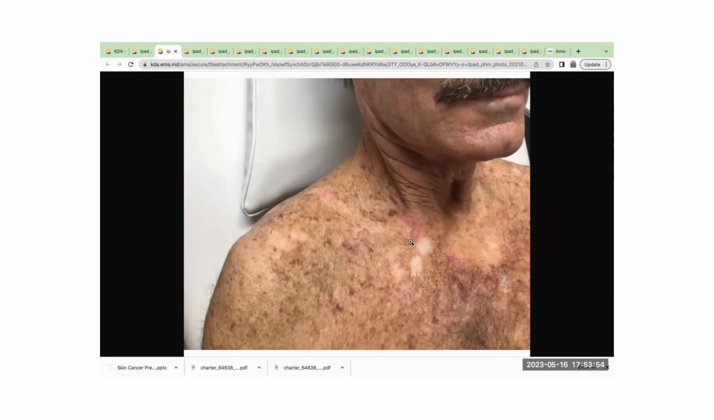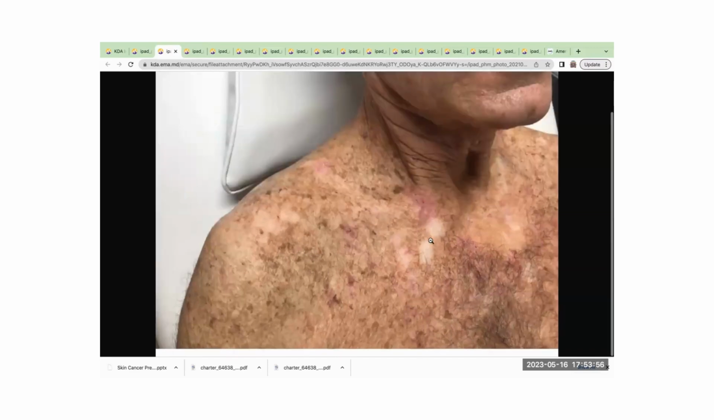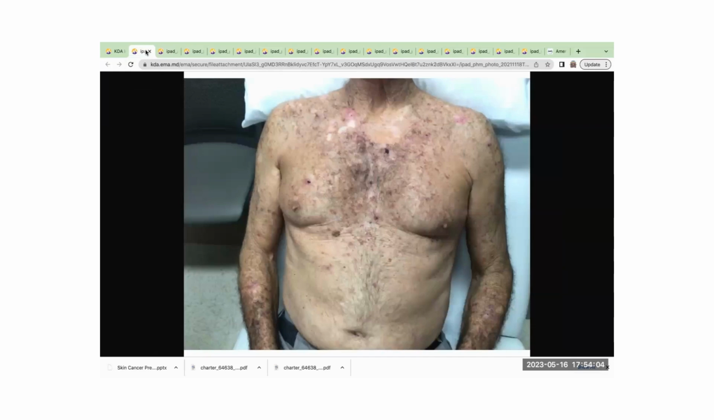Can you see my cursor? This little scaly area here. So basal cell can be superficial or it can be a bump. It can look very different. And obviously, he's also a candidate for immunotherapy because he has too many to actually cut out every single one. But we work together with the oncologist and we're taking care of him.